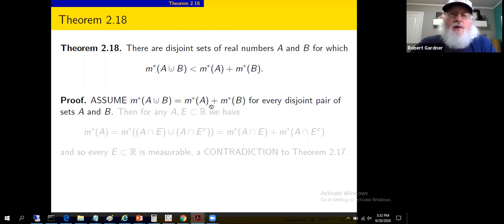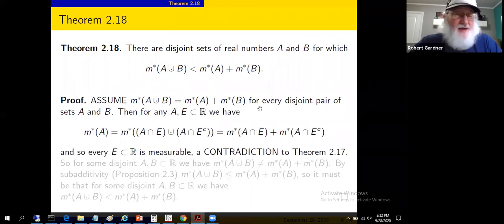Well, assume to the contrary that we get equality. We've got subadditivity, so we get less than or equal to in general. I think we'll comment on that shortly. But suppose that we had equality for every disjoint pair of sets A and B. Then if we go back to the Carathéodory splitting condition, which said the outer measure of A would be the outer measure of A intersect E, disjoint union with A intersect E complement. So this was how we had split things. This would be a union of two disjoint sets. If this equality holds, then we get the sum of the measures of these two things.